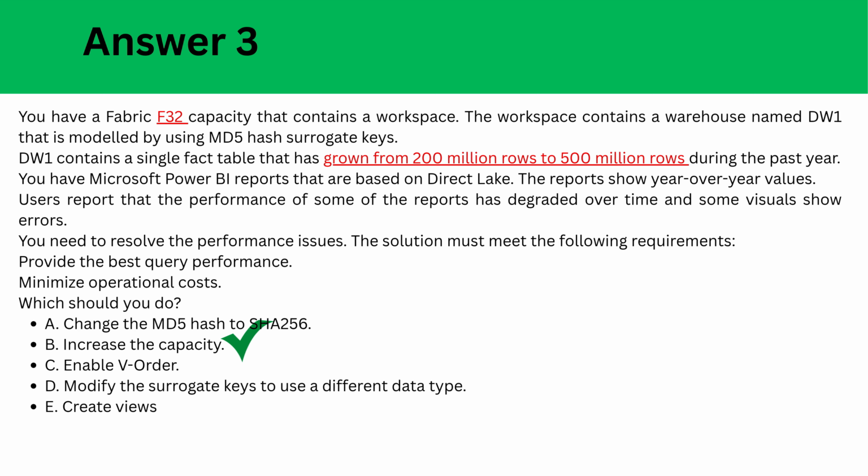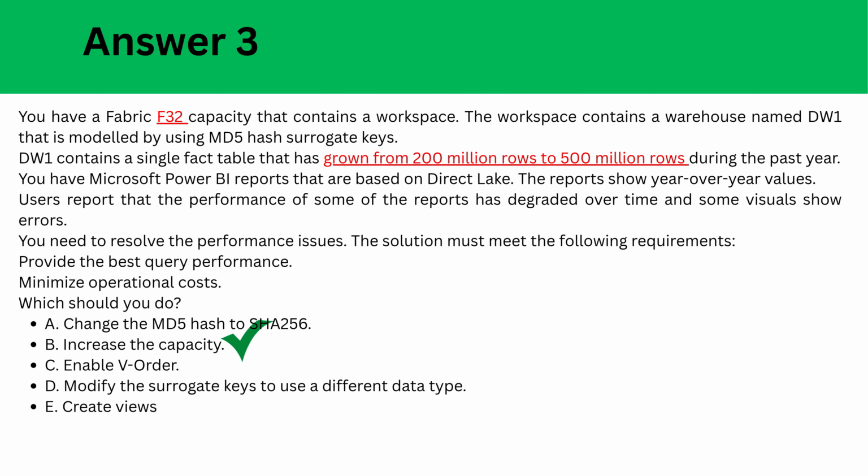No more visual errors. Now, I hear you thinking, but the question says minimize operational costs. Isn't upgrading the SKU expensive? Yes, it costs more than F32, but here's the key. It's the only option that actually solves the problem. All the other options either don't address the row count guardrail or make things worse. When the question says minimize operational costs, it means among the solutions that work, pick the cheapest one. And since only one solution works, B wins by default.